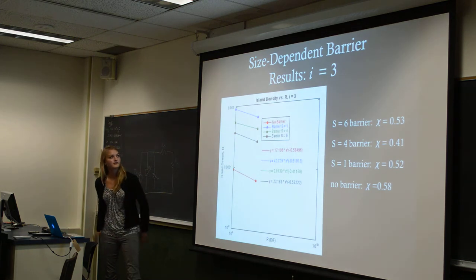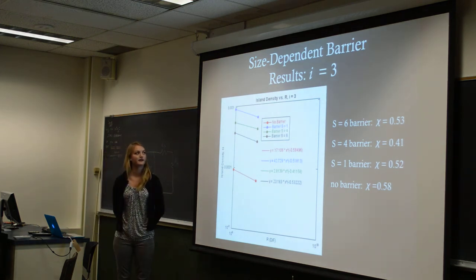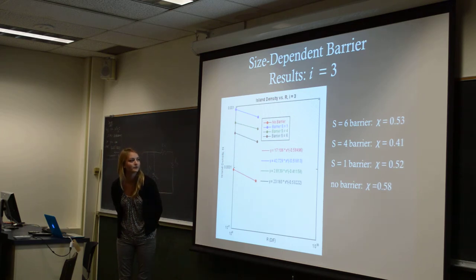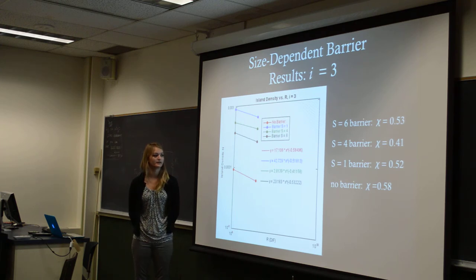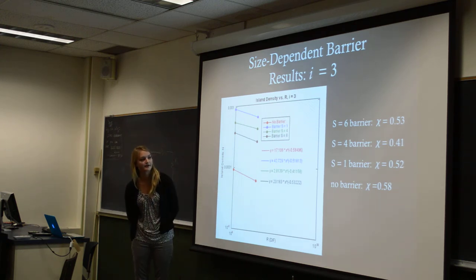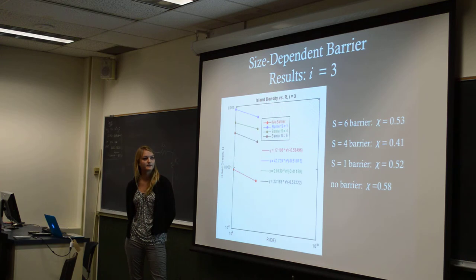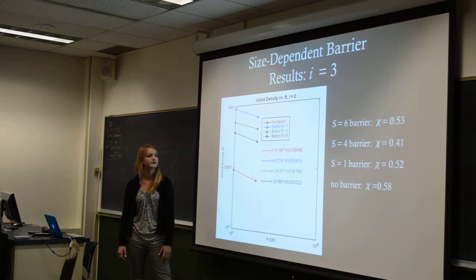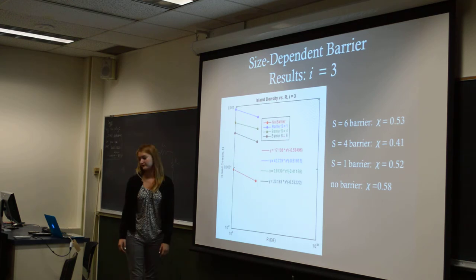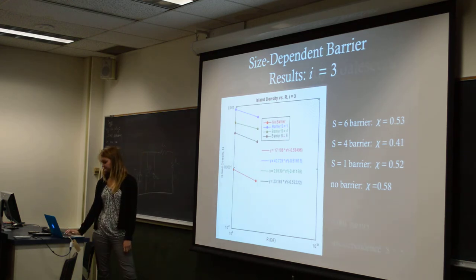So here are some results with the higher critical island size. Still not really seeing what we wanted to see, in the sense that in theory, without a barrier, you would expect this to go as two-thirds, so 0.66. And we were getting close to that without a barrier, but then adding in a size-dependent barrier still didn't get these higher chi values that we were searching for. So this was still pretty inconclusive.